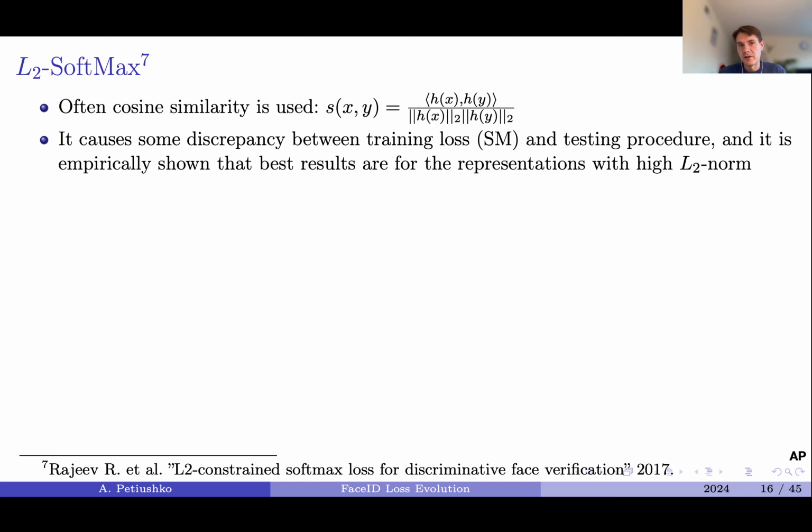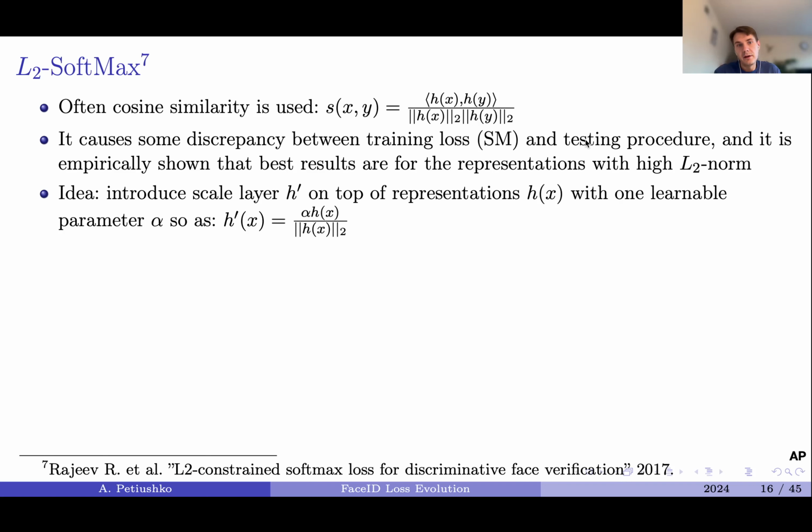And it causes some discrepancy between the training loss, or softmax, and the testing procedure, because for testing we look into this similarity, but when we look into the training loss, it's very different. It's just cross entropy. It's not the same. And it was also empirically shown that the best results for the representations can be provided when these representations have high L2 norms.